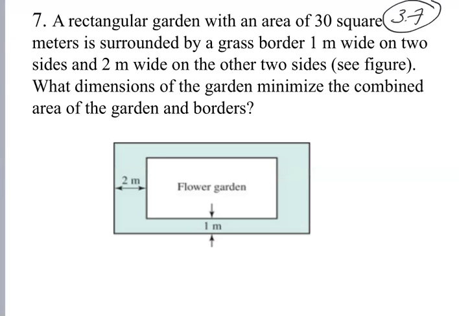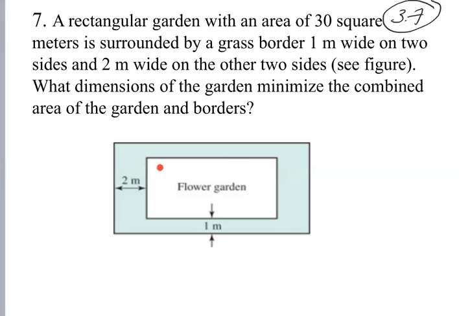This is problem 7. A rectangular garden with an area of 30 square meters is surrounded by a grass border 1 meter wide on 2 sides and 2 meters wide on the other 2 sides. And we're asked to figure out what dimensions of the garden will minimize the combined area of the garden and the borders. And you have a picture here to help you out.